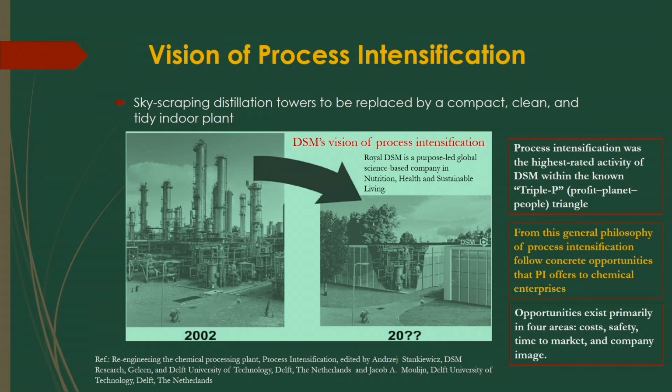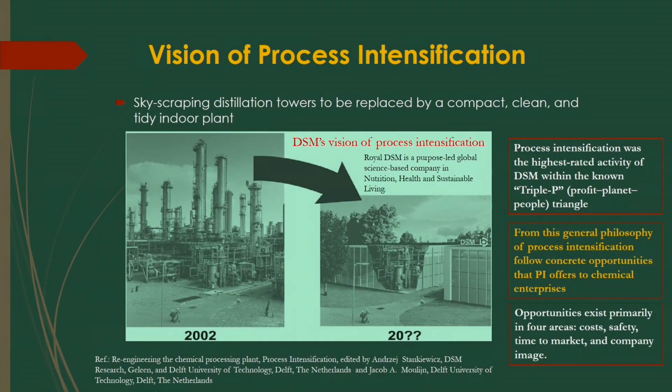So process intensification was the highest rated activity of the DSM company. According to DSM, they have their vision from 2002 onward, and there is no end date for when it will be coming in. So they are trying to intensify the process so that skyscraping distillation towers are replaced by the compact, clean and indoor plant. And they are following some rule of thumb like this triple P rule, profit, planet, people, triangle, this method for their vision.